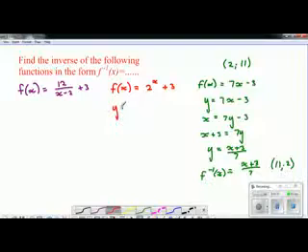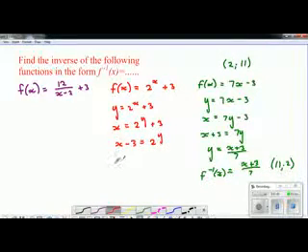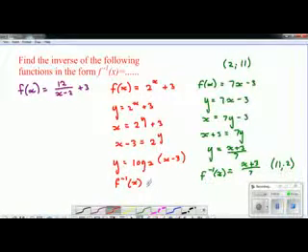Right, let's do this one over here. y equals 2 to the x plus 3. So x is 2 to the y plus 3. Now I need to get y on its own. I'm going to subtract 3 from both sides. I get 2 to the y. Lastly, I'm going to write in the form y equals, and now I need logs here. y will equal log base 2 of x minus 3, or f inverse of x will equal log base 2 of x minus 3.